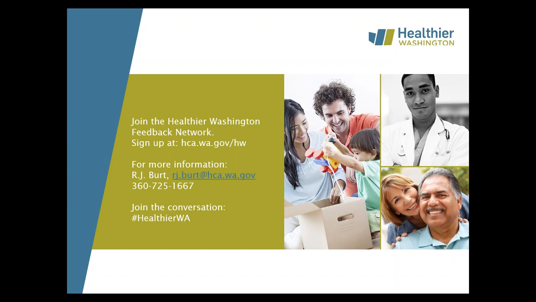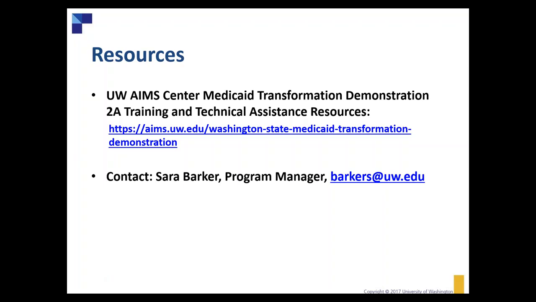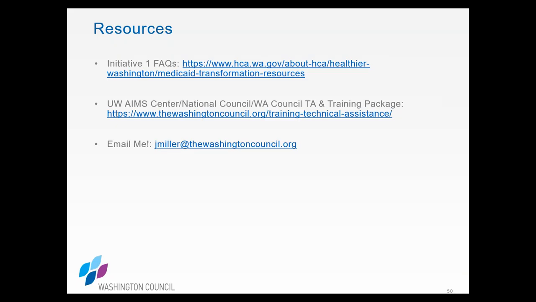And then I do want to draw your attention to some technical assistance and training that we have put together, the Washington Council along with the UW AIMS Center and the National Council for Behavioral Health. We have developed a learning collaborative package. And one of the things that we can help you with is to consult and assist in defining or redefining your staffing models, to help you develop a workflow, and really to help you create a model that will work within the confines of your agency and the staff that you have.